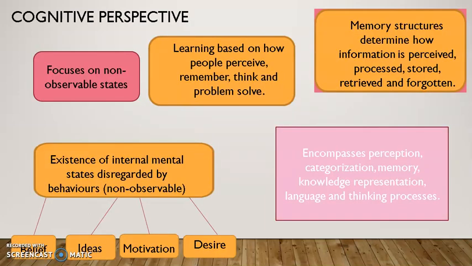We now move on to the cognitive perspective, which focuses on non-observable states and notes the existence of internal mental states. Behaviorism disregarded the internal mental states. But here, the cognitive perspective says that the non-observable, such as desire, motivation, ideas, and beliefs, are what influence behavior, and what we need to consider when we look at the way people react to certain events, or the way people develop their ideas and so on.